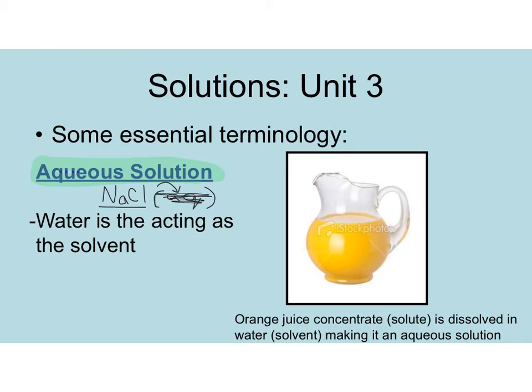So aqueous solution just means that water was acting as the solvent in the case. So anytime that you've dissolved something in water, it's an aqueous solution. So orange juice is an example of one. You took the solute, which is the juice concentrate, so kind of that really, really concentrated form, and then you dissolved it in water, acting as the solvent, and now orange juice is considered an aqueous solution.